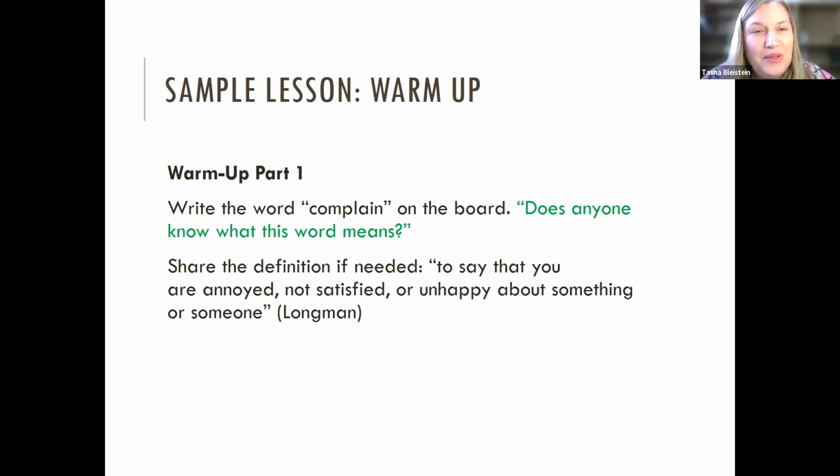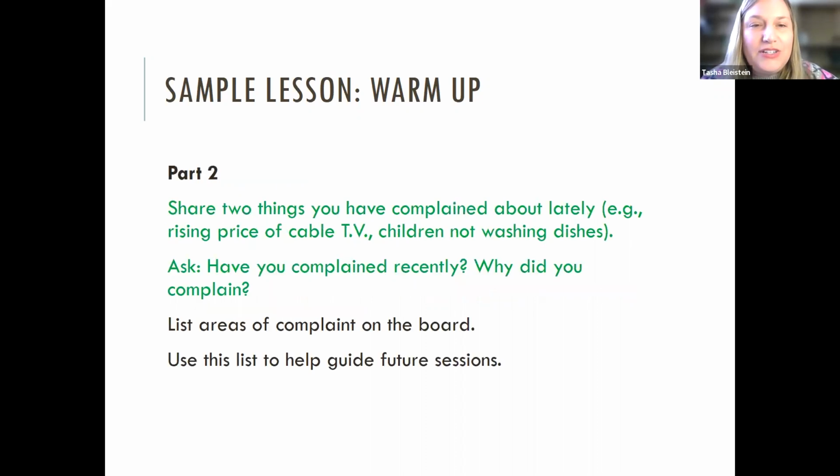So here's an example about complaining. So complaining, like apologizing, really useful. And this doesn't mean just complaining like I had a bad day, but it's more when I have a problem, like in my apartment complex with the landlord or something. So I might write the word complain, ask them, what does complain mean? And then I have a dictionary definition there. Ask them to share what they've complained about recently, like maybe their children not washing the dishes.